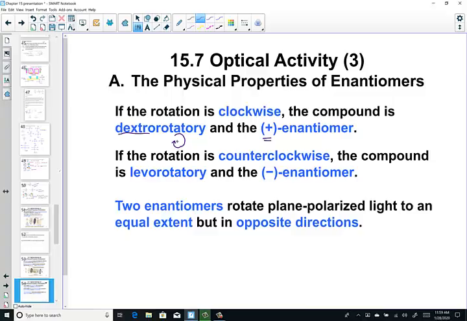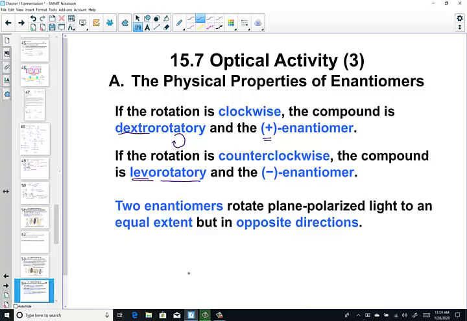If you observe that the rotation of the spin is counterclockwise, you have the opposite enantiomer in your tube. It's said to be levorotatory. Levorotatory, and it's said to be the negative enantiomer. Two enantiomers rotate the plane polarized light to an equal extent, but in opposite directions.